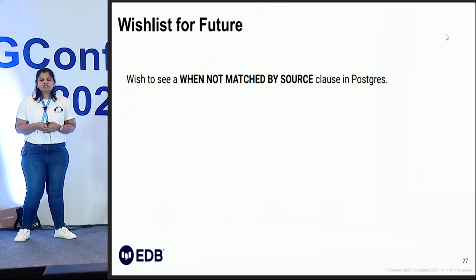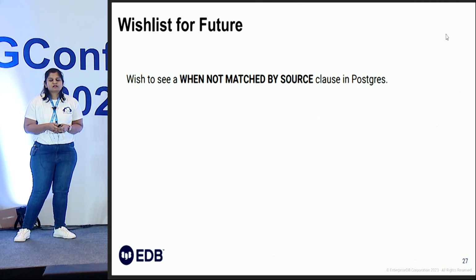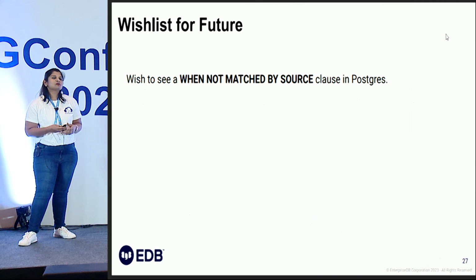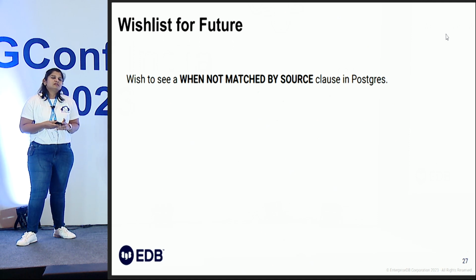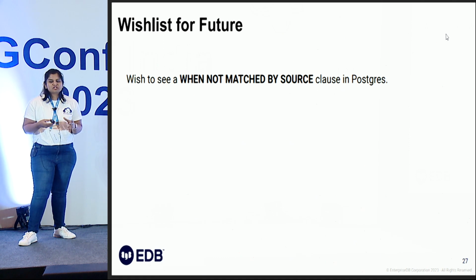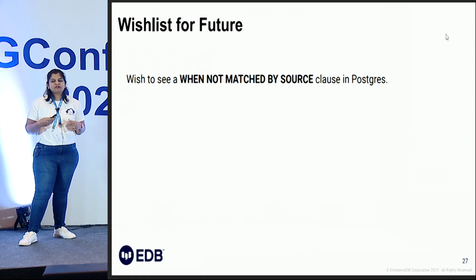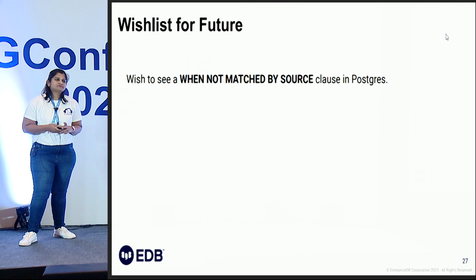Wish list for the future: currently merge does not affect the rows that are in the target table but do not match in the source table. So having a clause like when not matched by source, in the future, would give us a way to handle such rows, and it just adds to the versatile property of merge, in my opinion. So that's all I had to share.